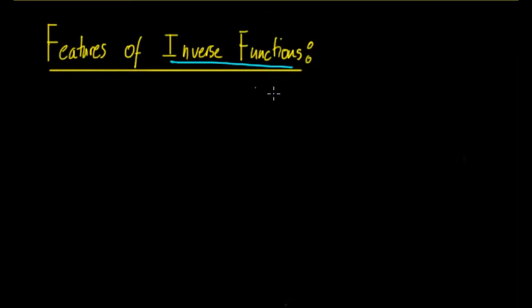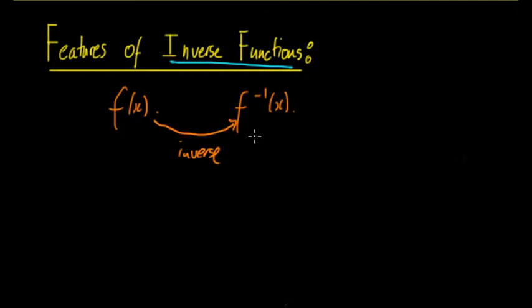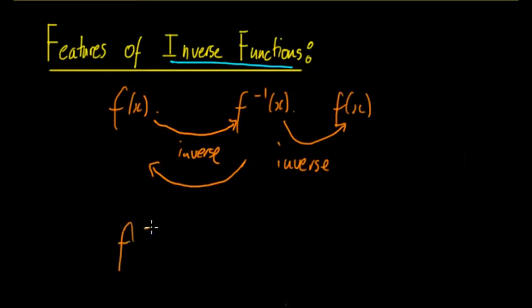So the first is the features of inverse functions. You have a function, let's say f(x), and you calculate the inverse, f^-1(x). Now, if you calculate the inverse of the inverse, you will get f(x) again. So what I'm trying to say here is, if you take f^-1 of f^-1(x), you will get f(x).